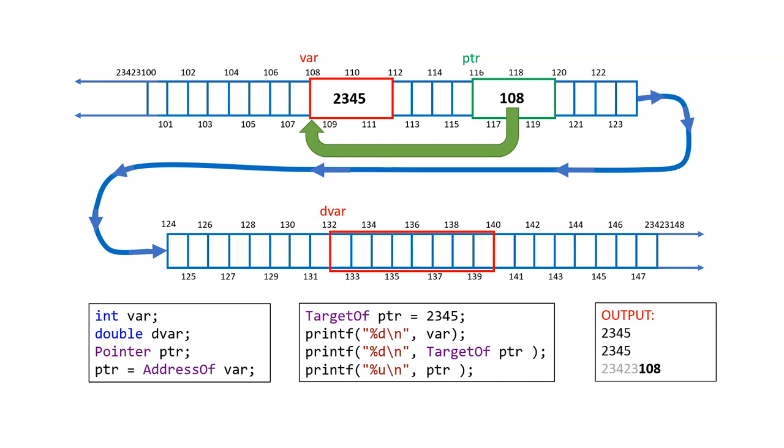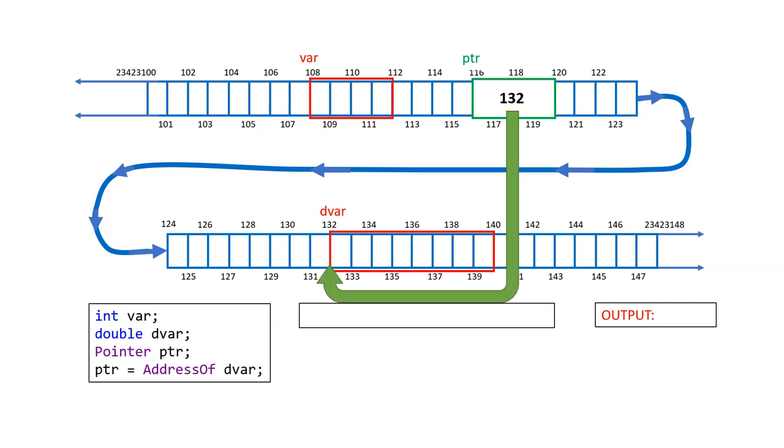So having said so, what if I want to now point to DVAR, the double one? When I say PTR is equal to address of DVAR, therefore the address of the double goes in, that is 132. Are we all okay with this? I want your attention here. I kind of lost you for a second while making my example. We're okay with this?